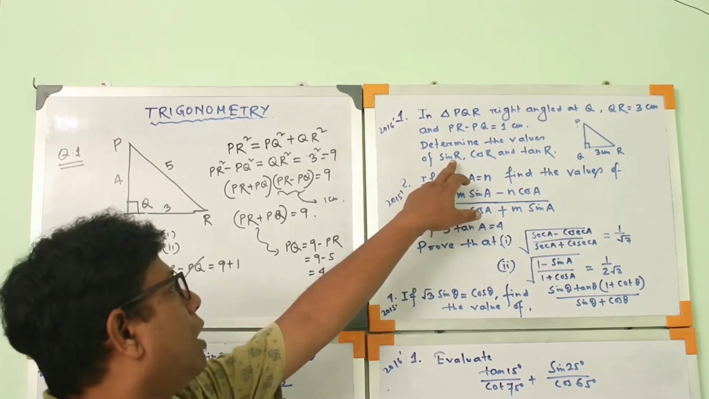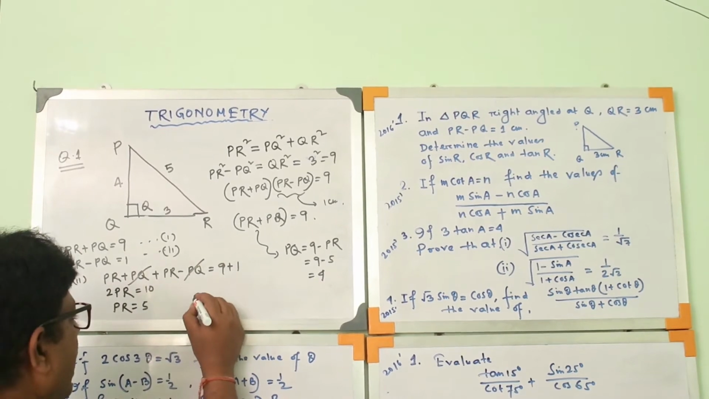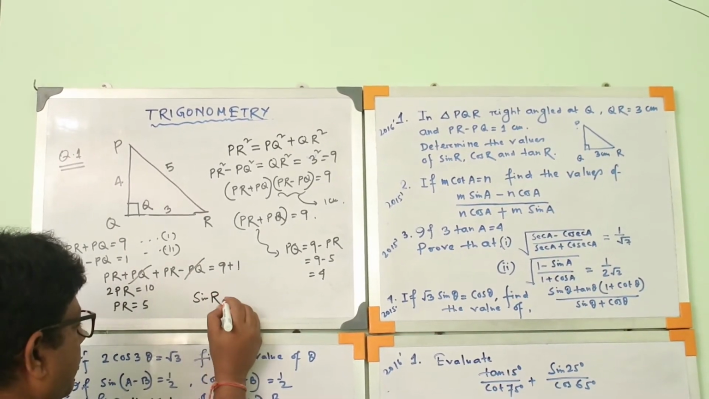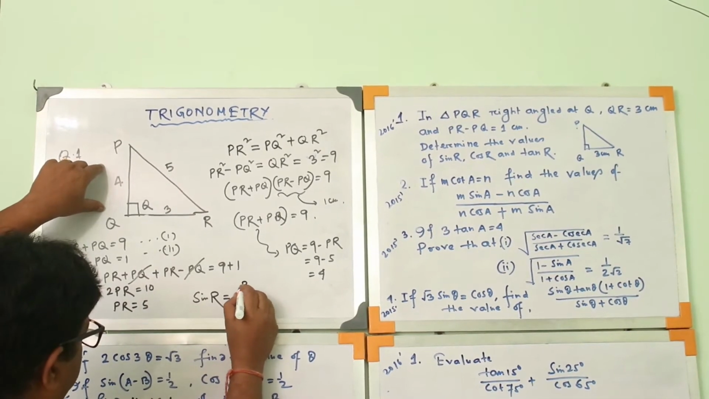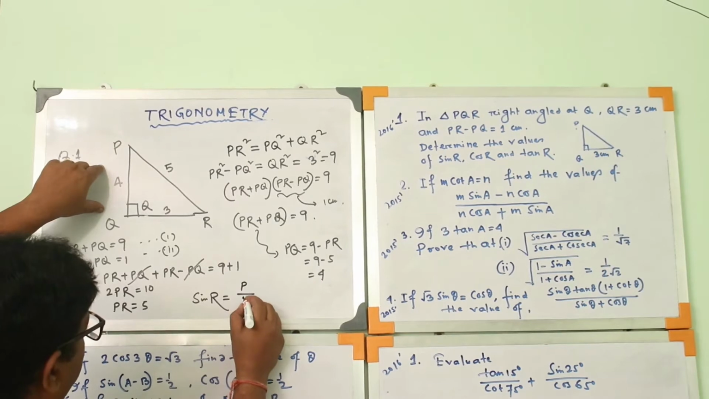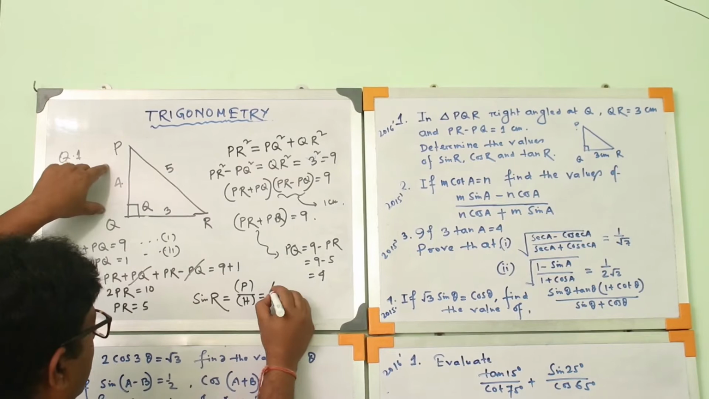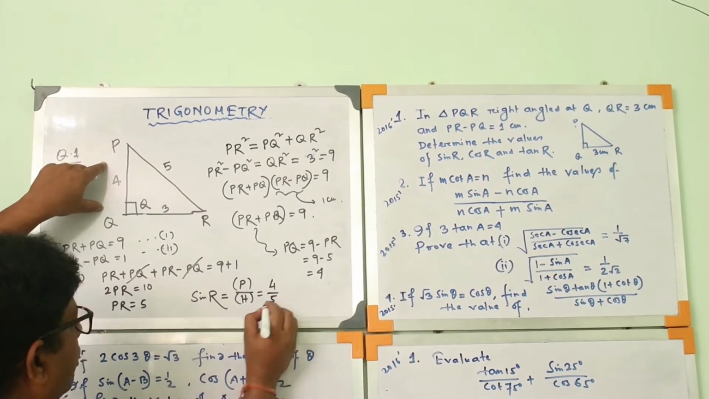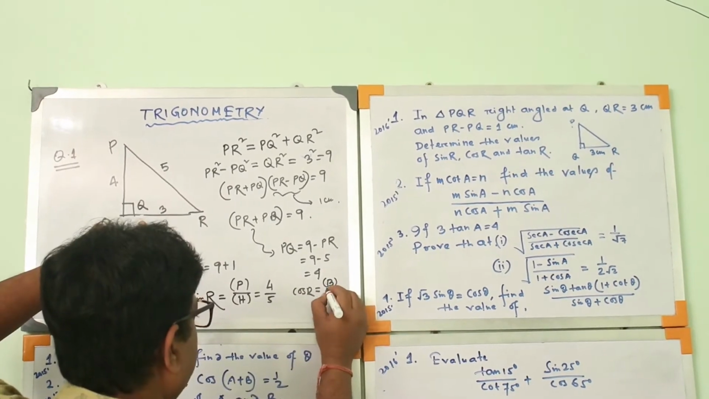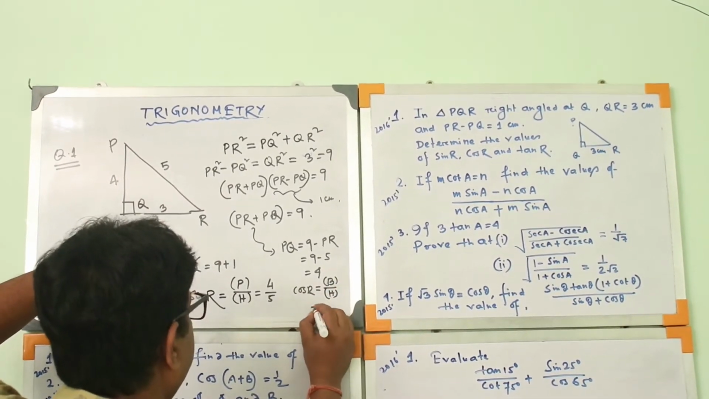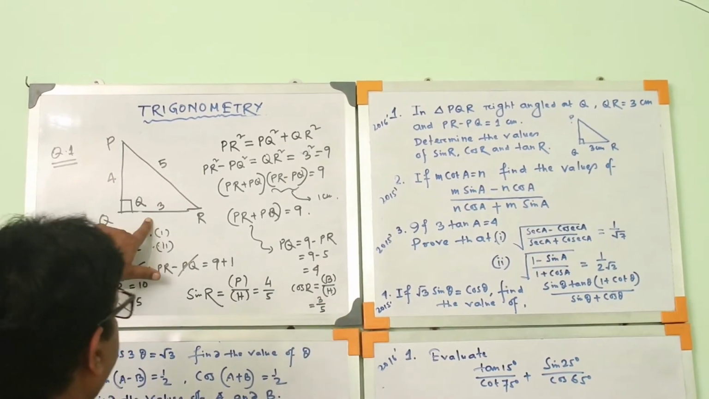Now you have to find out the values of sin R, cos R and tan R. So we know sin R is equal to perpendicular by hypotenuse. That means perpendicular is equal to 4 and hypotenuse is equal to 5. What will be the value of cos R? Base by hypotenuse. That means 3 by 5.